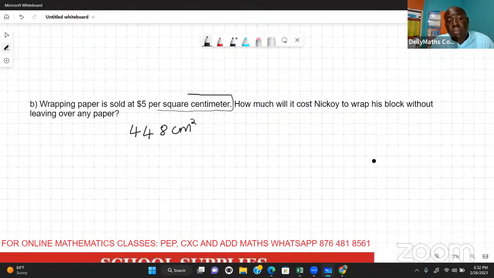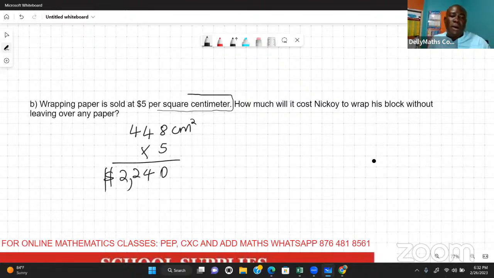So you're going to have to multiply this by 5. All right. Multiply this by 5. Take out your multiplication skills. And this is going to cost him $2,240, right? He's going to spend based on the cost for the paper and the amount of paper that he needs. $2,240 would be needed to wrap the entire thing.